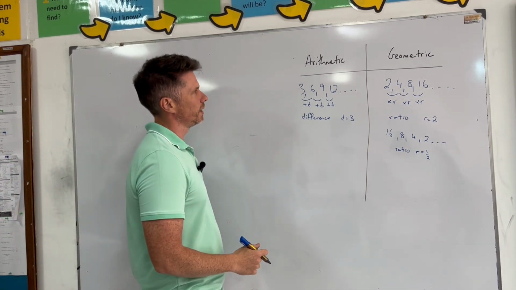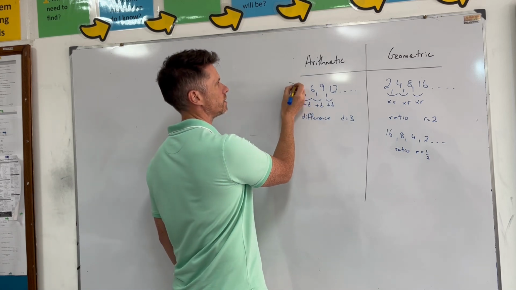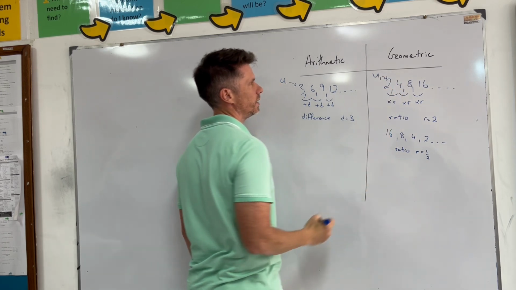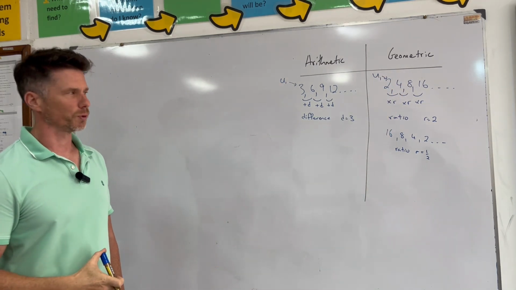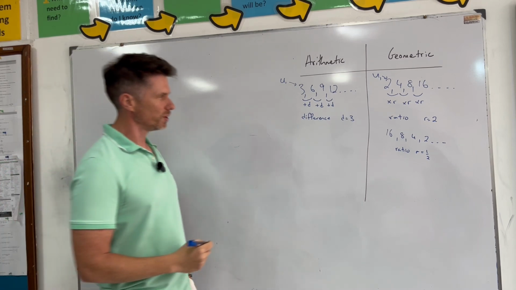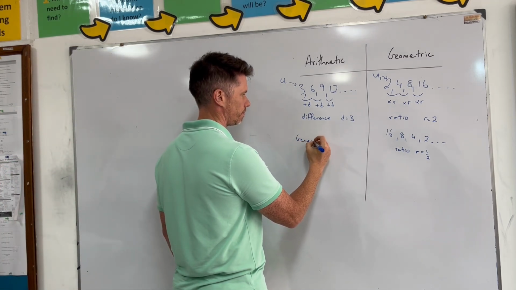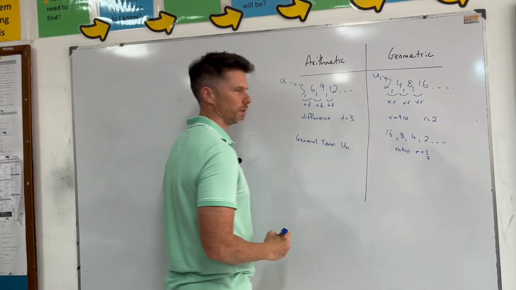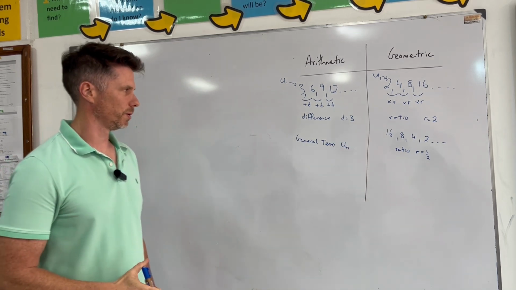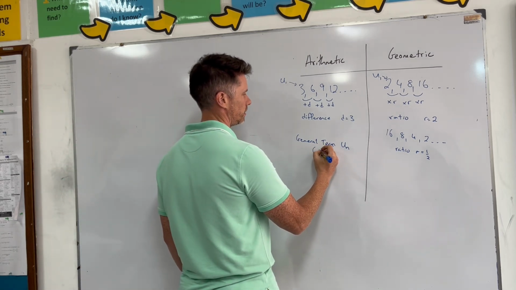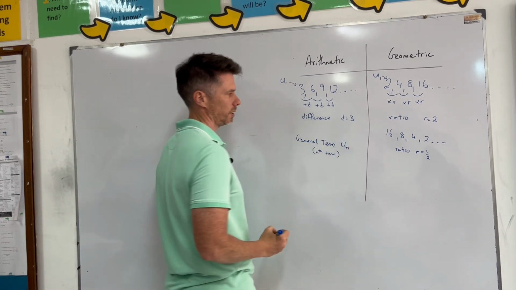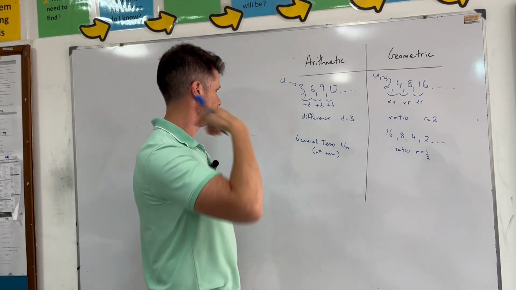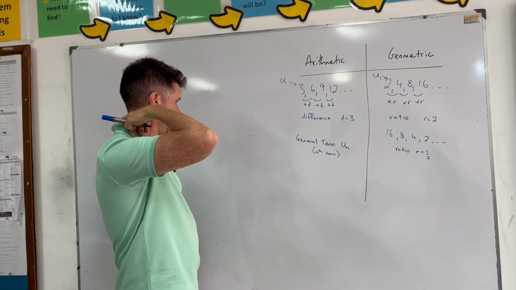Okay, so the first term in a sequence like this is referred to as U1, and it would also be for a geometric sequence, and so on and so forth. And then the general term is called UN. We refer to it as the general term, or sometimes it's called the nth term, which we used in GCSE a little bit. They both use UN for that general term.